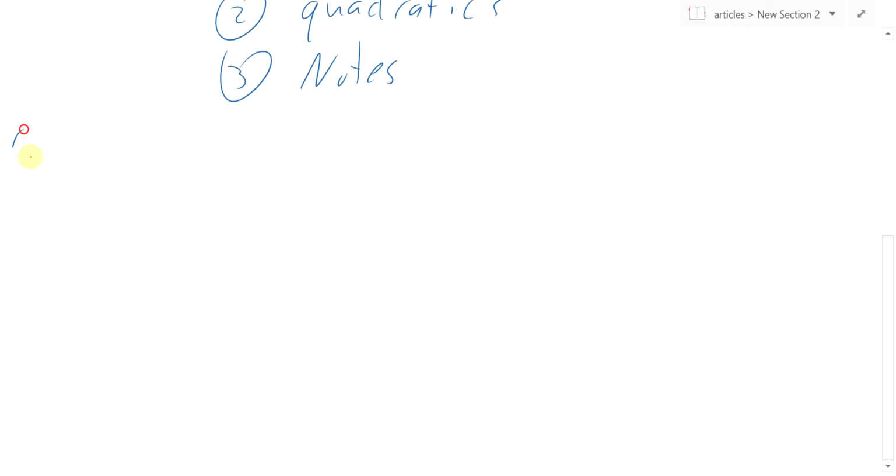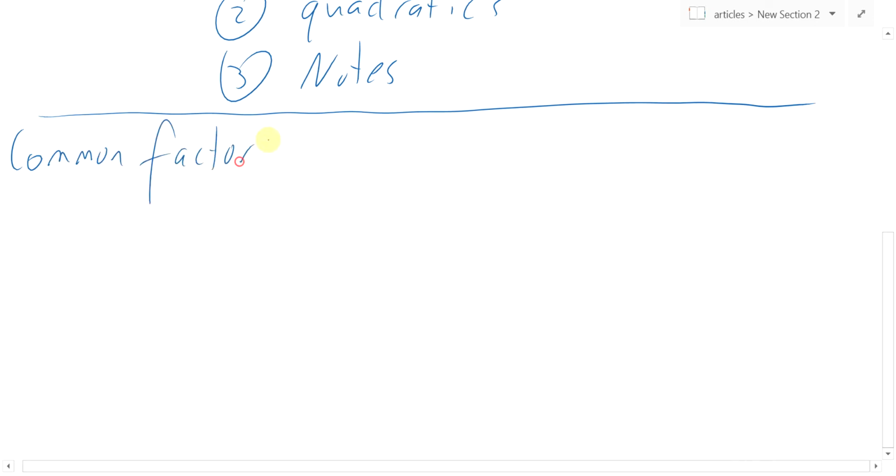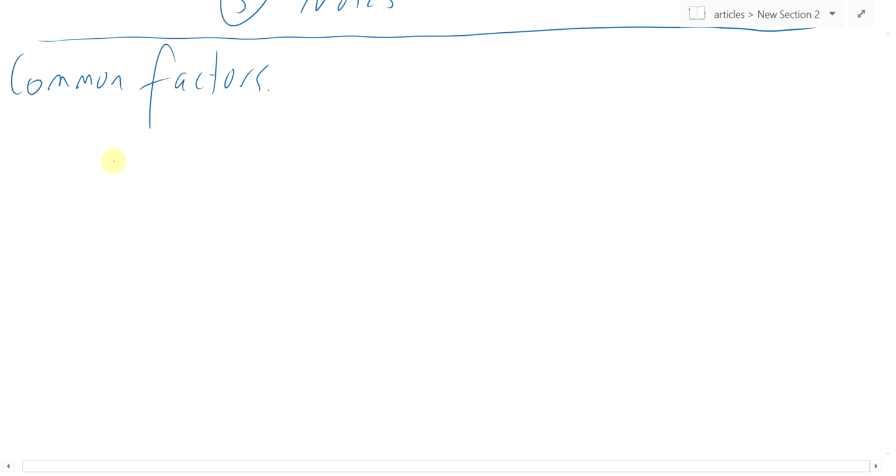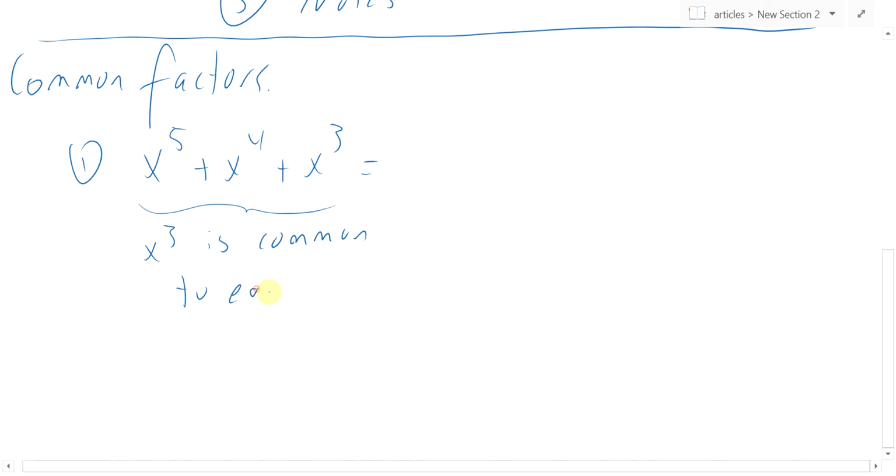Okay, so common factors. Usually the easiest thing, suppose we have an example. We want to factor x to the 5th plus x to the 4th plus x cubed. What's common to each of these 3 terms is an x cubed, right? X to the 5th is x squared times x cubed. X to the 4th is x to the 1st times x cubed, and x cubed itself is 1 times x cubed. The 1 is actually pretty important there.